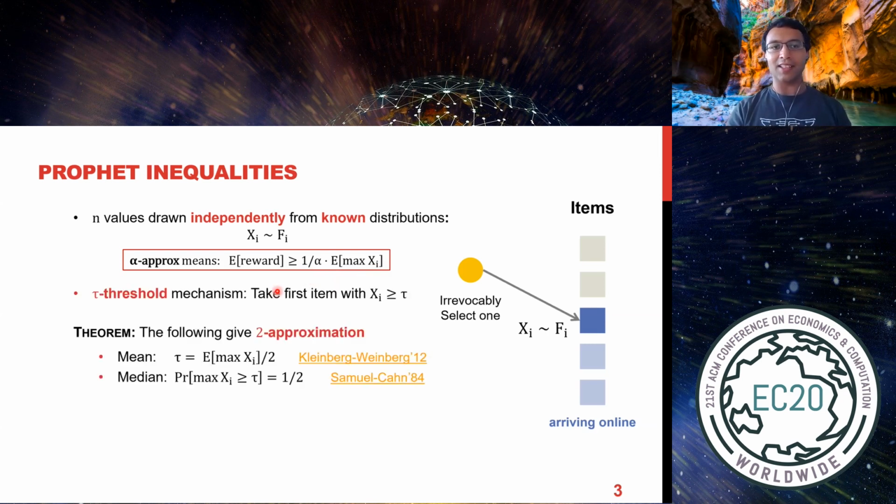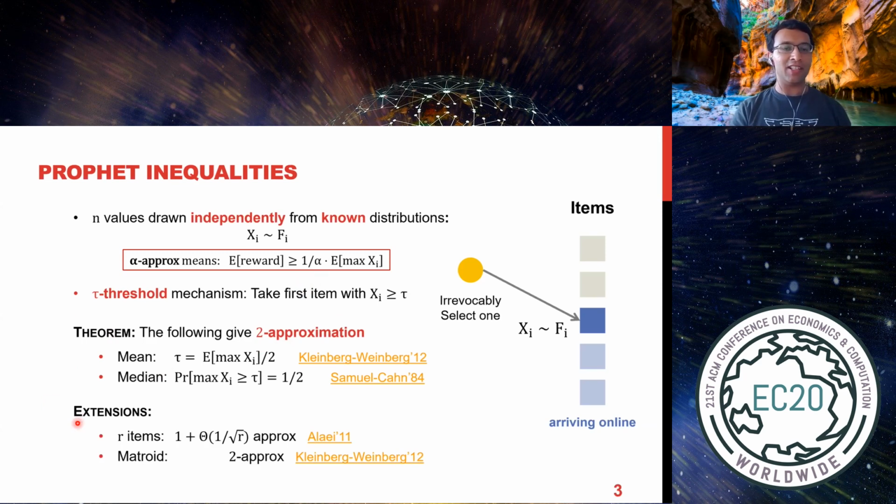And an amazing result is that these simple threshold algorithms, where you take the first item which is above a threshold, work. In fact, even if you set very natural thresholds, say the mean or the median, both of them are known to work and give you a 2 approximation. In fact, this 2 approximation is tight as well. You cannot do better than this in general. That's nice because these algorithms are very easy to run.